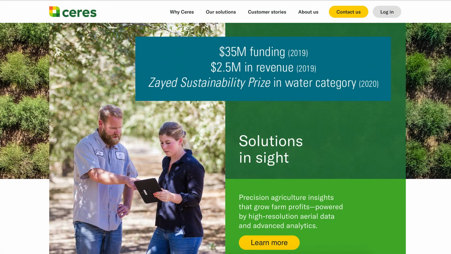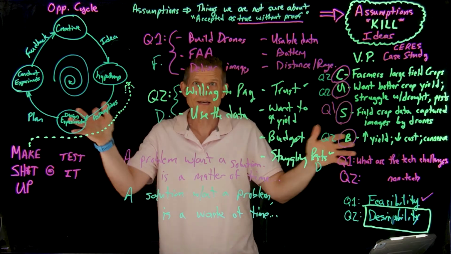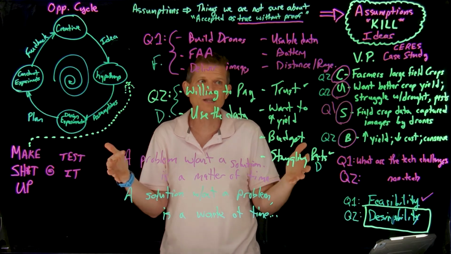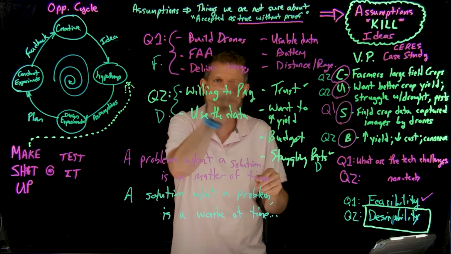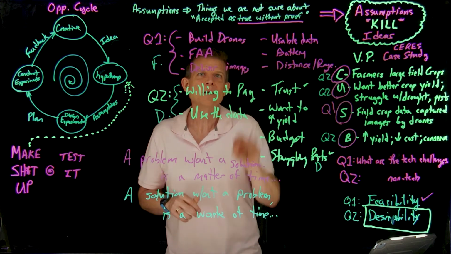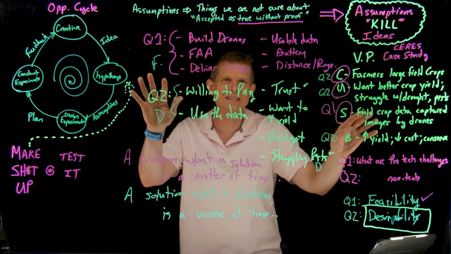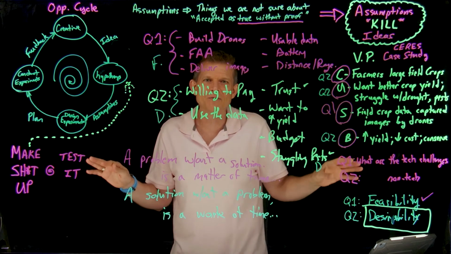They've done fairly well. They've raised $35 million in funding and have had $2.5 million in revenue. But basically what they found is that farmers said, hey, listen, we are interested in this. Yes, we're struggling with this. So we trust you, we're willing to pay, we're going to use your data. But your solution's kind of a little messed up. Don't fly drones over the field.